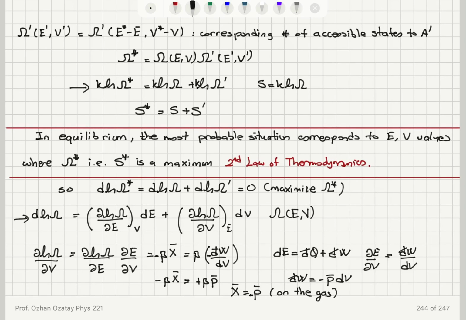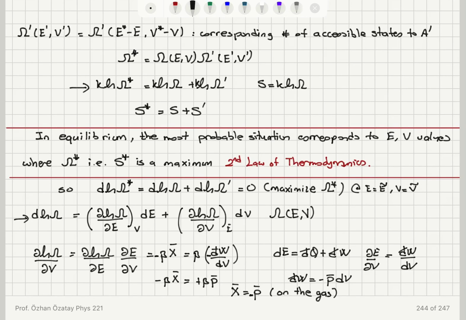In order to have a maximum in the total number of accessible states, the differential d ln omega star at these values of E and V should be equal to 0. So at E equal to E tilde, V equal to V tilde, we must have d ln omega star equal to 0. Because the number of accessible states is a function of energy and volume, d ln omega is del ln omega del E at constant volume dE plus del ln omega del V at constant energy dV.